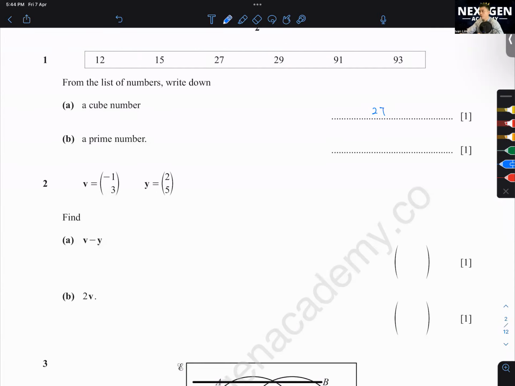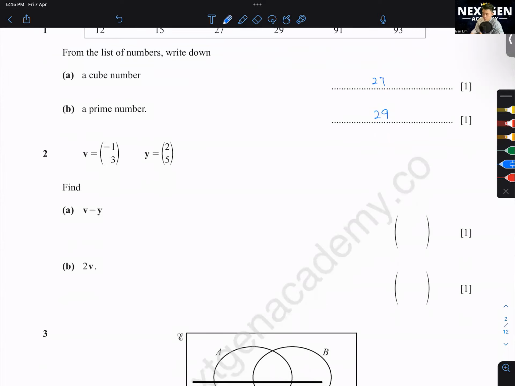Prime number. Which number can only be divided by itself and 1? Which one can only be divided by itself and 1? 29. This is the only one. Next one.